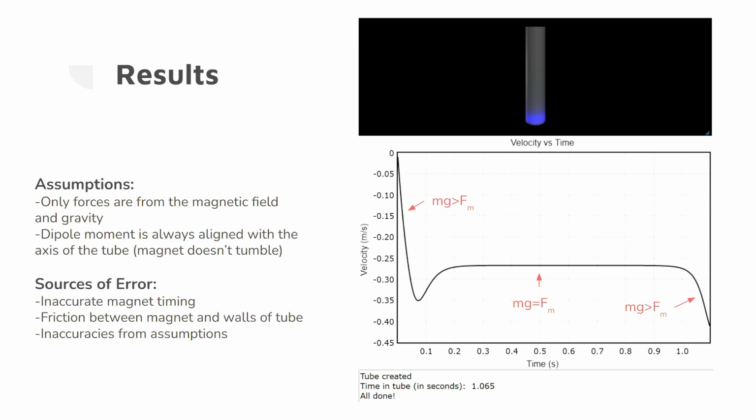There are a lot of assumptions made in this model. The only forces are from the magnetic field and gravity, and we're assuming that the dipole moment is always aligned with the axis of the tube, when in reality it could be tumbling a little bit and it's not always perfectly parallel to the axis of the tube. So what are the sources of error in this model, because the time that we got from this model is 1.065 seconds, which does not match the time in the real world? First of all, inaccurate magnet timing when we performed the experiment in the real world. Like I said earlier, the magnet could be tumbling and colliding with the sides of the tube, so there is friction between the magnet and the walls of the tube, and then also inaccuracies from those assumptions.